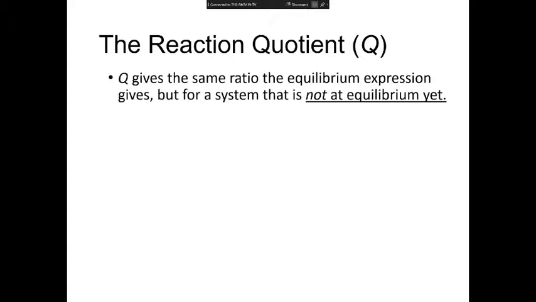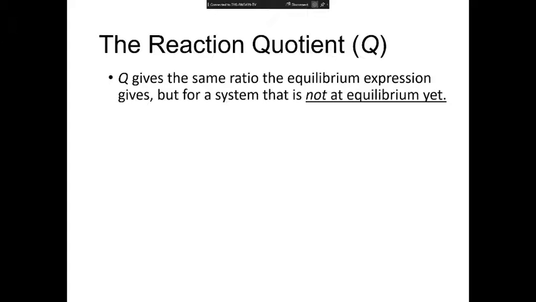Q is basically the same exact, it is the same expression as K. It's products to the power divided by all the reactants to the power, where the power is the coefficient. The thing is, we just call it Q if we want to indicate the fact that we don't know for sure we're at equilibrium yet. Usually it might be the initial reactants, but it could also just be a mixture and you don't know if it's at equilibrium yet. Maybe it's reacted for a minute.